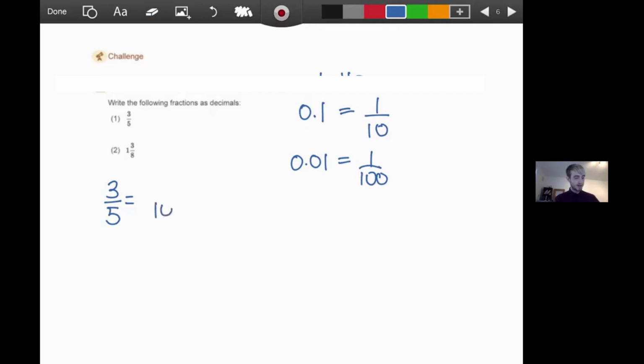So what equivalent fraction do we have with 10 on the bottom? What do I need to times both sides by? Well, if I times the 5 by 2, I get 10. I'll do the same to the top, and I get 6/10, which in decimal form is 0.6.